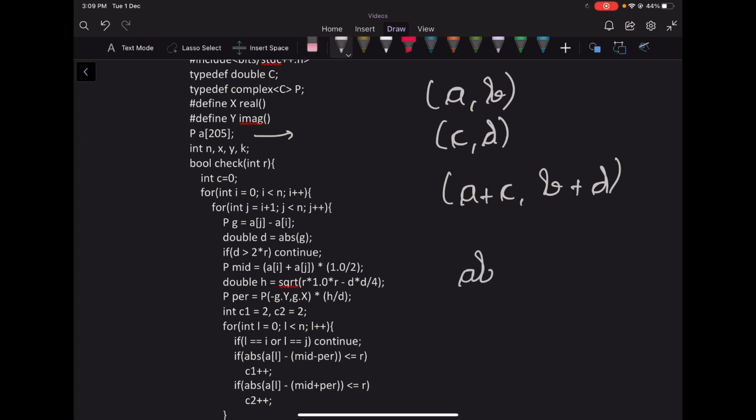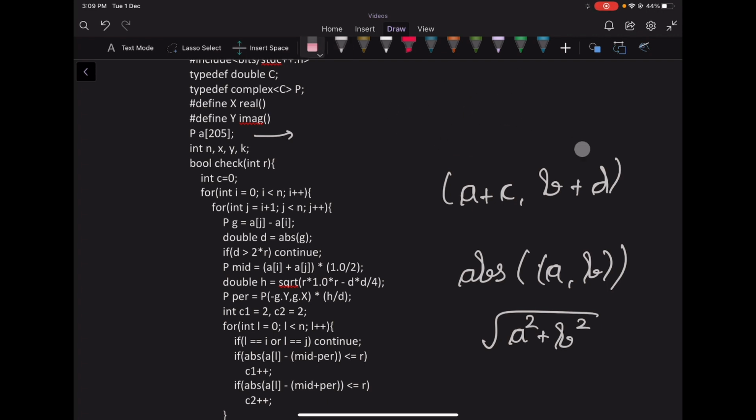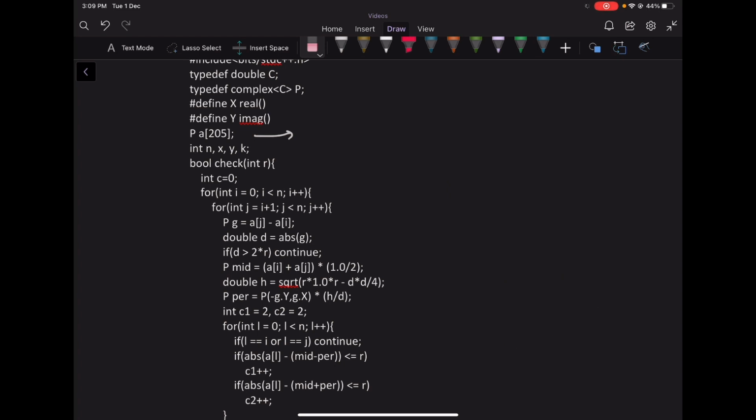So absolute of a vector, let's say absolute of ab, will return the square root of a square plus b square, that is the distance from the origin. So that helps us in solving a lot of geometry things. So I have used complex numbers for implementation. Now C is the maximum number of intersection points. So now we are finding all the candidate red zones.